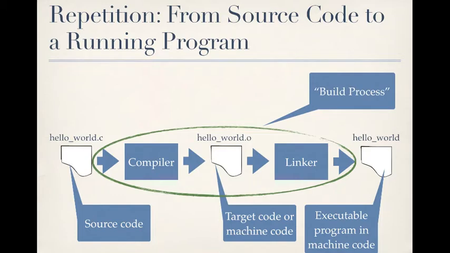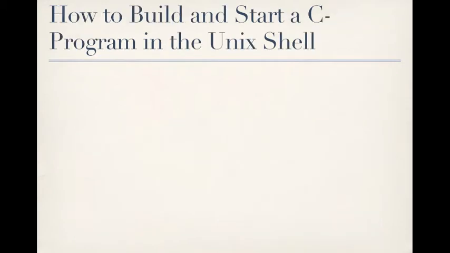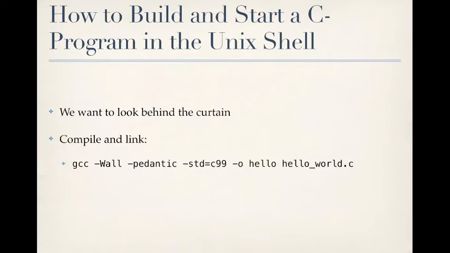Okay, now how do we do this for a C program in the UNIX shell? Okay, we want to look behind the curtain. We could, of course, use an IDE, but we will not, since we want to see what is really going on. And we can do this in the shell by writing the following command: gcc -Wall -pedantic -std=c99 -o hello hello_world.c.